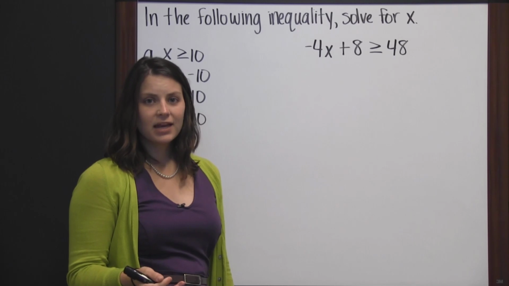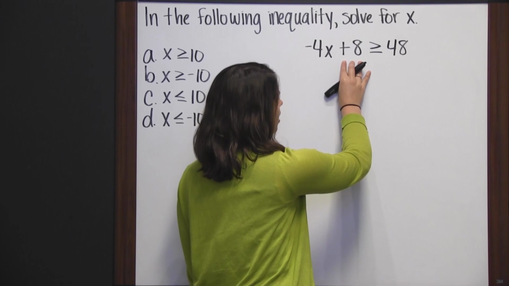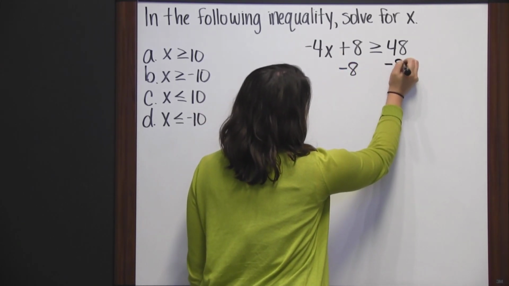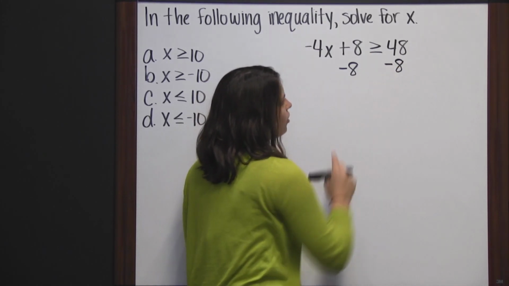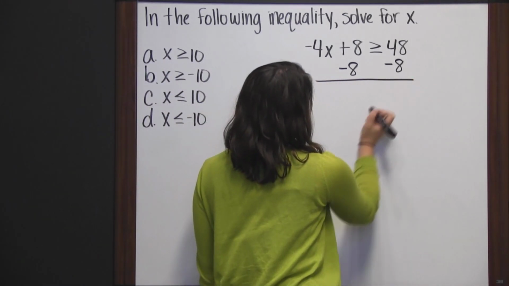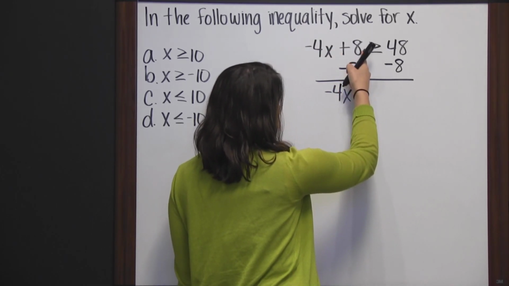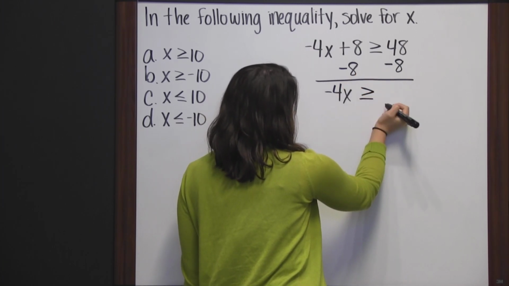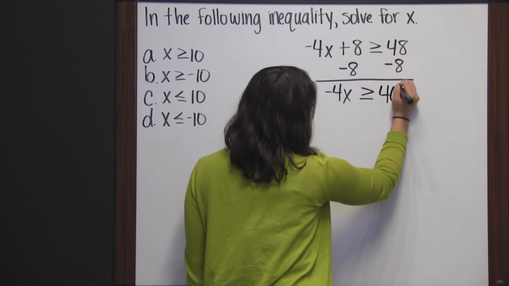So we'll start by getting rid of the plus 8. And we can get rid of it by doing the exact opposite of adding 8, subtracting 8. And if we subtract 8 from the left side of our inequality symbol, then we must also subtract 8 from the right side to keep it even. So we bring down our negative 4x. A positive 8 minus 8 is 0, is greater than or equal to 48 minus 8 is 40.